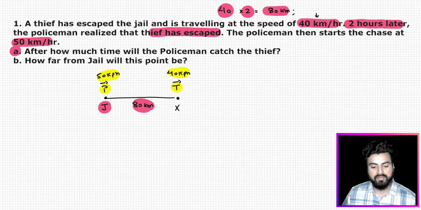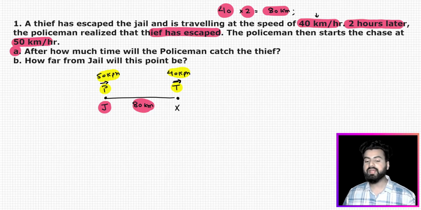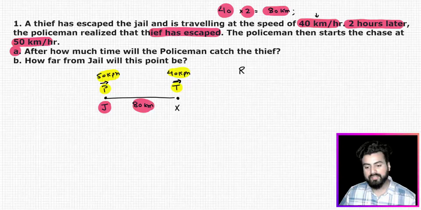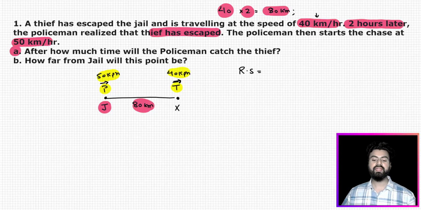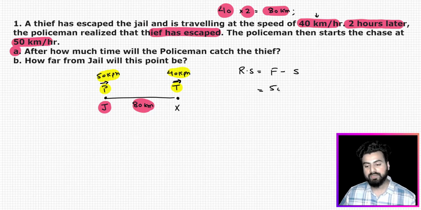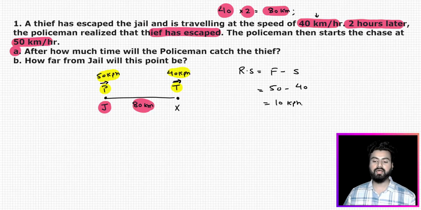If you look at the direction in which the policeman and the thief are running, they are moving in the same direction. Whenever two bodies move in the same direction, the relative speed is simply faster minus slower. Who is the faster body? Policeman. Who is the slower one? Thief. 50 minus 40. Find the relative speed. It's 10 kilometers per hour.